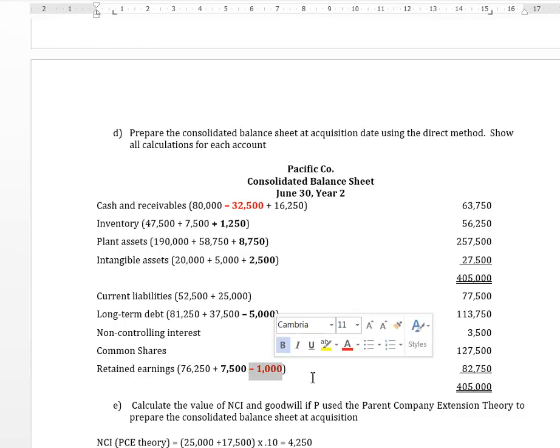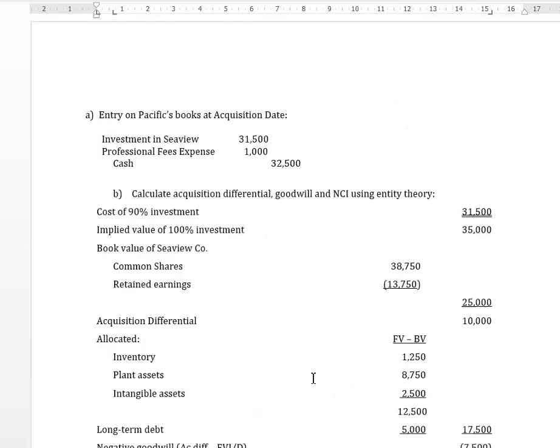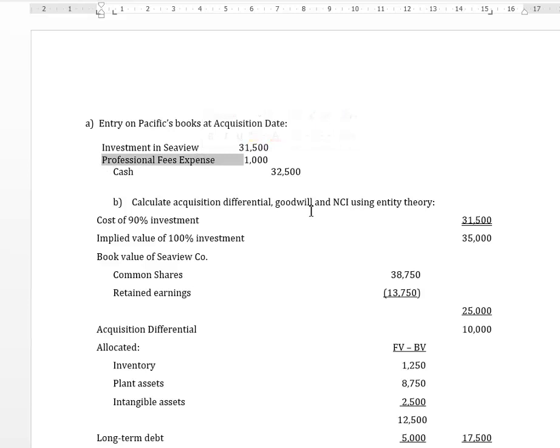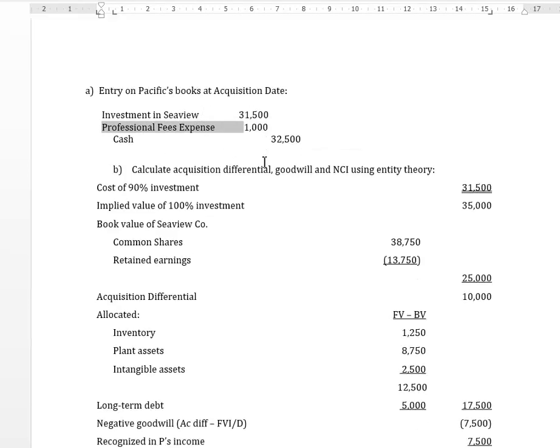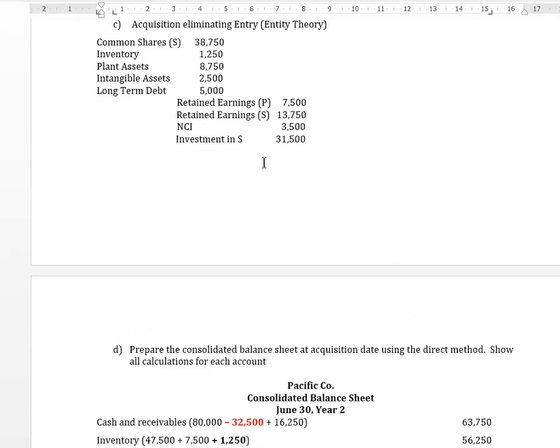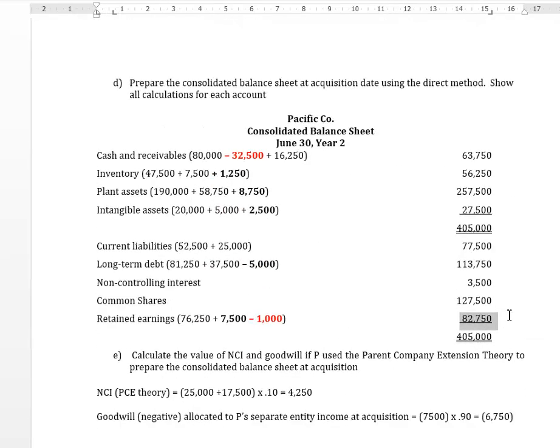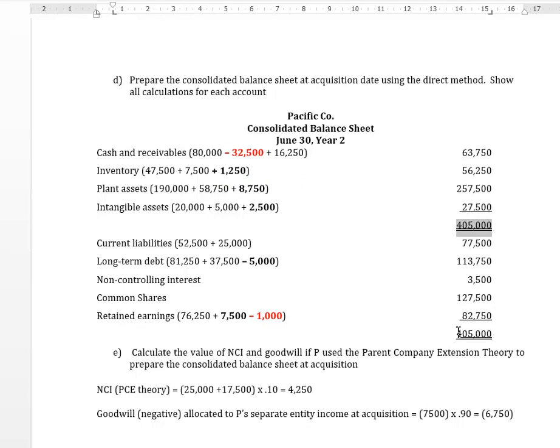And don't forget here that we also would have closed out the expenses. This is what Pacific, the parent, did on its books. By the time you do consolidated statements, you have to have your own statements up to date. So you would have closed that expense out to retained earnings, and that's why we deducted it here. So we've got 82,750. Your balance sheet should have balanced to 405.